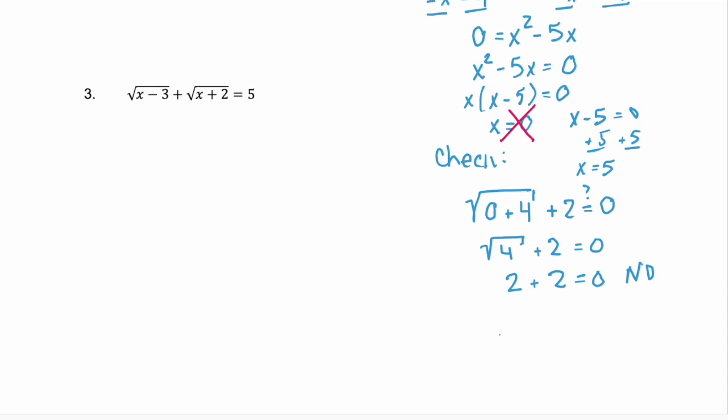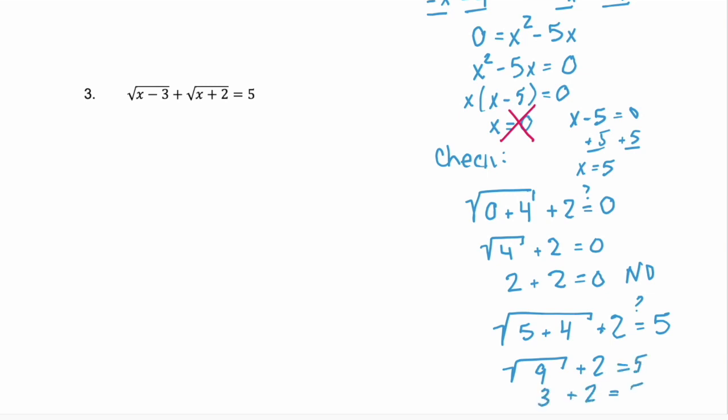So let's check with 5. We have 5 plus 4, take the square root, add 2. Does that equal 5? Well, it's the square root of 9 plus 2 equals 5. Square root of 9 is 3. 3 plus 2 equals 5? It does. So our solution for example 2 is only x equals 5 because x equals 0 didn't check.